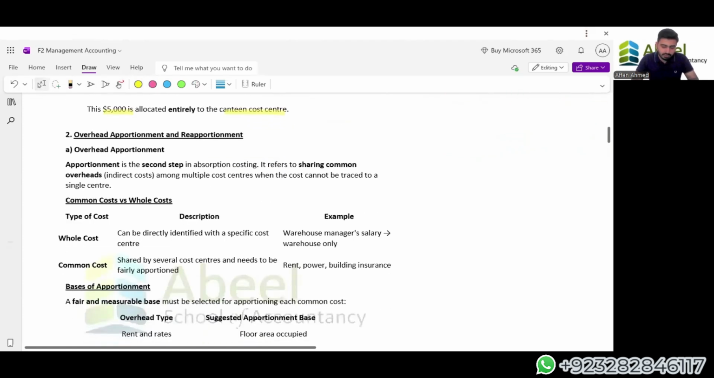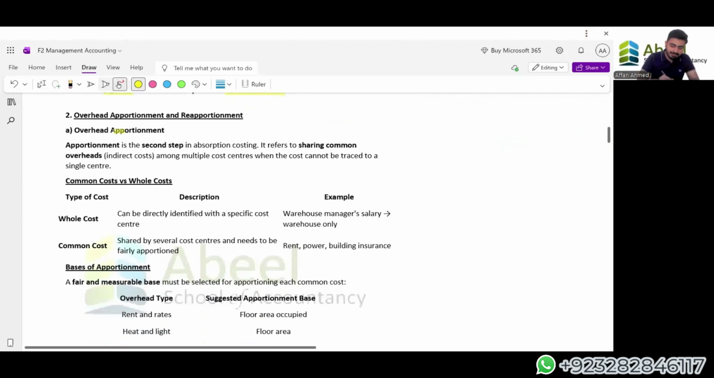Next we have overhead apportionment and reapportionment. Apportionment is the second step in absorption costing. It refers to sharing common overheads among multiple cost centers when the cost cannot be traced to a specific department. So if I cannot trace a cost to a specific department, I'm going to share it, obviously. Now the example of pizza. The whole cost can be directly identified to a specific center, and the shared or common cost is divided among all the cost or revenue centers in the company on a fair apportionment basis.